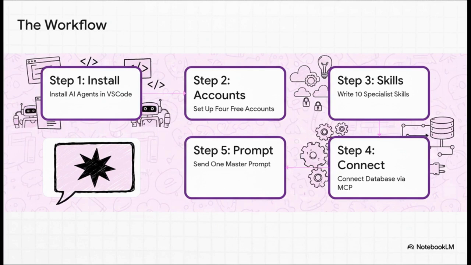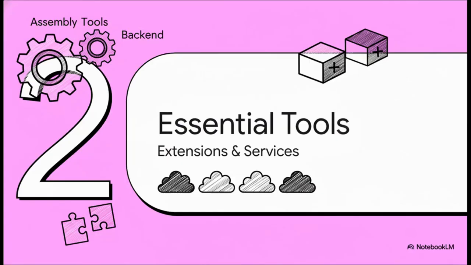First, we install 2 AI agents into Visual Studio Code. Second, we set up 4 required free accounts for our cloud services. Third, we will write 10 specialist skills that define the rules for our AI. Fourth, we connect our database directly to the primary AI agent. And fifth, we will send a single master prompt to initiate the entire backend build. So let's start with assembly.